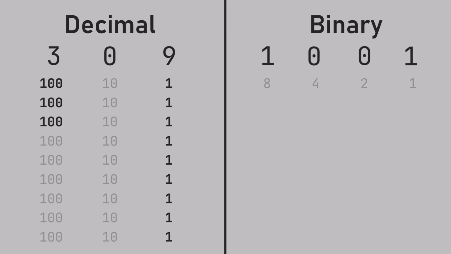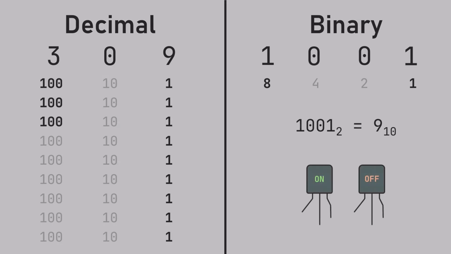This number has ones at the eights and units places, so we can calculate what that number is by doing 8 plus 1, which is 9. So 9 in decimal is equivalent to 1001 in binary. The reason why computers use the binary system instead of, let's say, the decimal system is because computers are built on transistors. These transistors can exist in two states, on and off, which can be used to represent the 0 and 1 in the binary system.